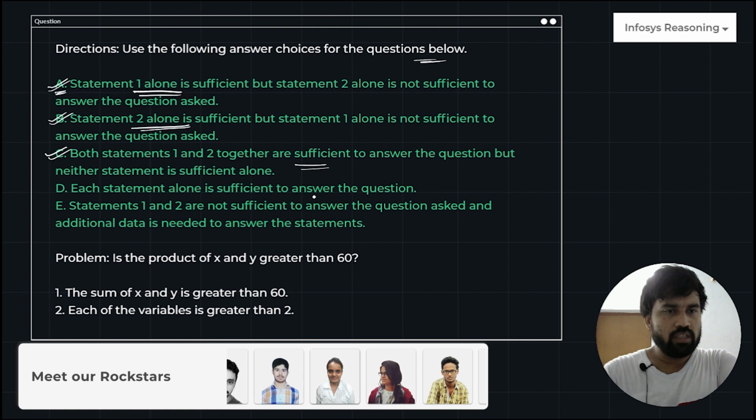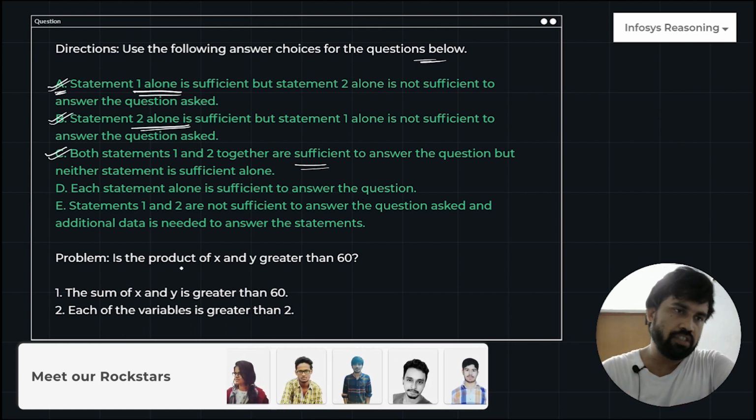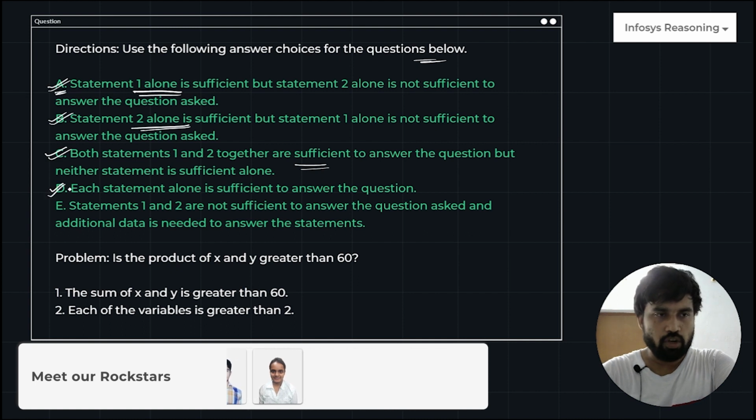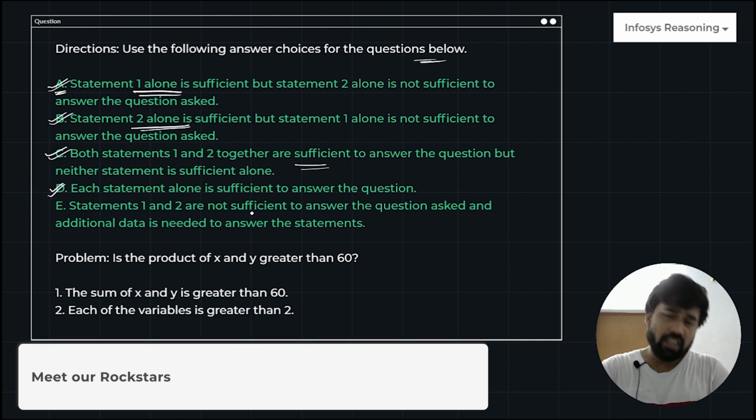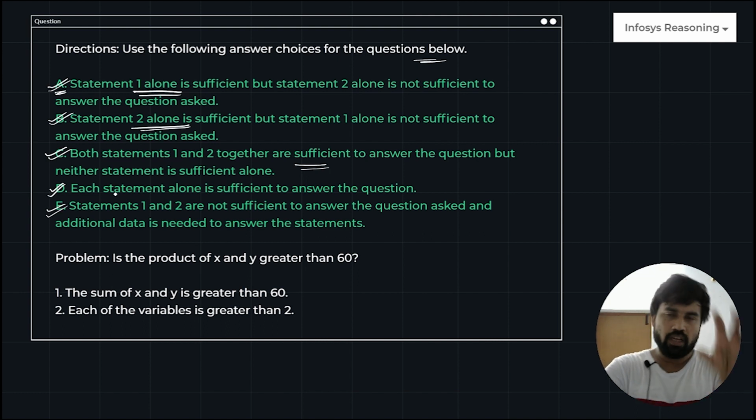Each statement alone is sufficient. So if statement one alone is sufficient and statement two alone is sufficient, you have to use either or, which is option D. And if both together are not sufficient to answer your question, you have to choose option E. So this is the summary of the options. Now just look at how to do this problem.